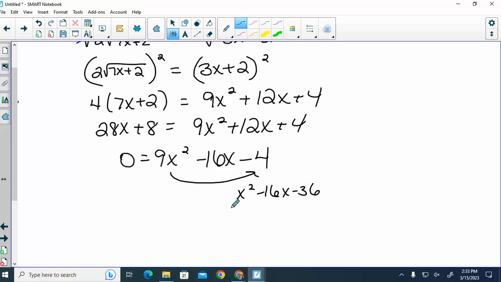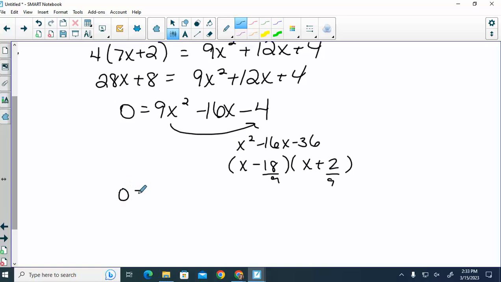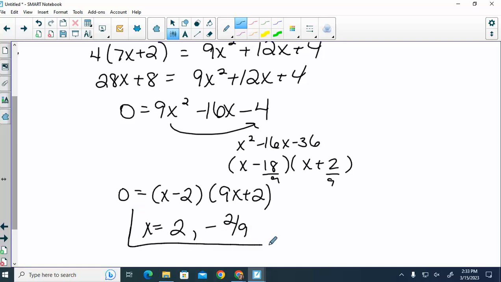What multiplies to negative 36 and adds to negative 16? Negative 18, positive 2. And we have to divide by 9. So 18 divided by 9 is 2. This would be 9x plus 2. So if we set those equal to 0, we get a positive 2 and a negative 2 ninths. And when you check them, they do both work.